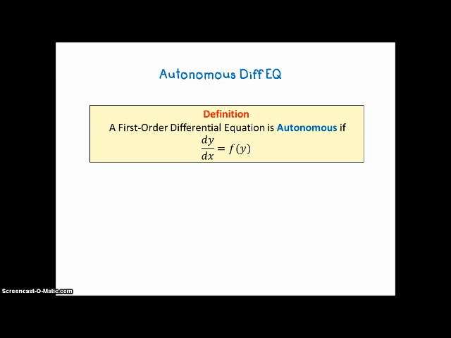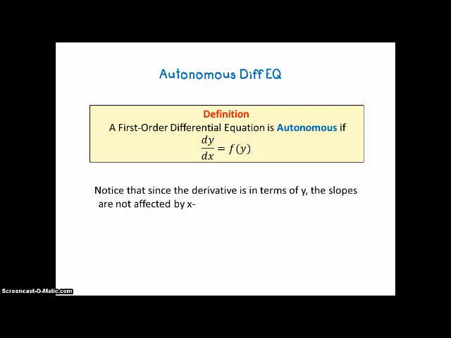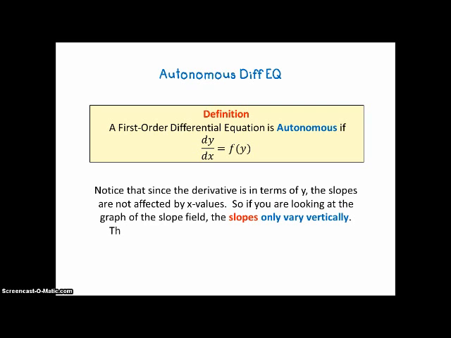In other words, there are no x terms there on the right. The derivative is completely in terms of y. Notice that since the derivative is in terms of y, the slopes are not affected by x values. So if you are looking at the graph of the slope field, the slopes only vary vertically. The slopes are the same when moving horizontally.